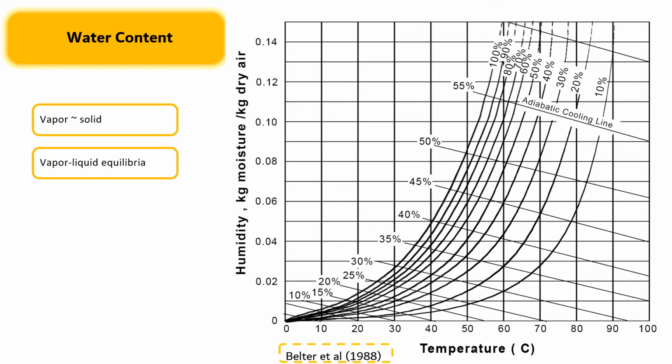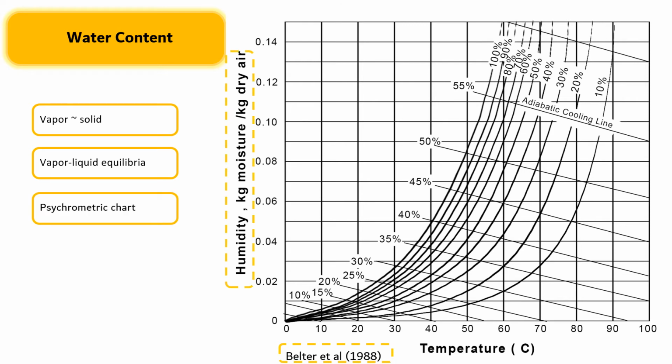For free water, the vapor-liquid equilibrium is commonly given as a psychrometric chart, as shown in the right figure. This chart, valid for free water in all materials, gives the water concentration in the vapor plotted on the ordinate versus the temperature plotted on the abscissa.